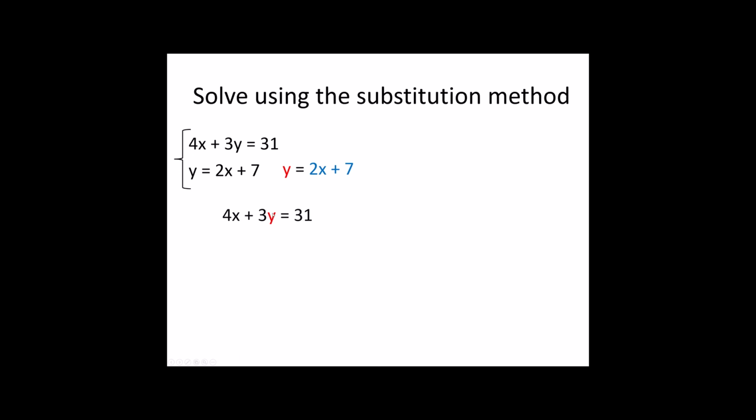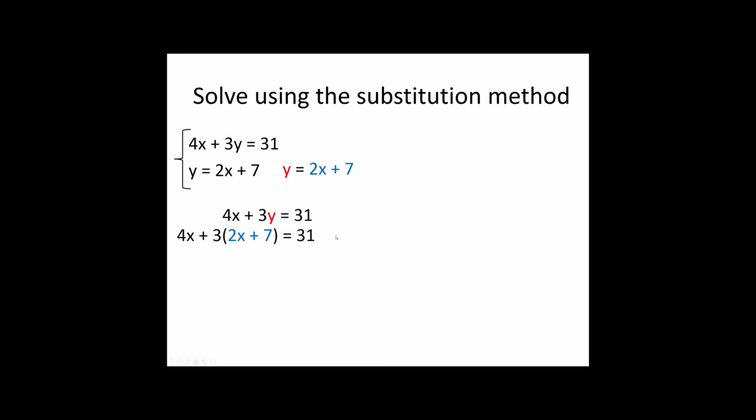So I'm going to take this y out and replace it with a 2x plus 7. Notice everything else is still the same. I still have the 4, I still have the x, I still have the plus, I still have the 3. The only thing that's changed is I've replaced that y with 2x plus 7, and it equals 31. The reason we do that is because now this is a single variable equation.